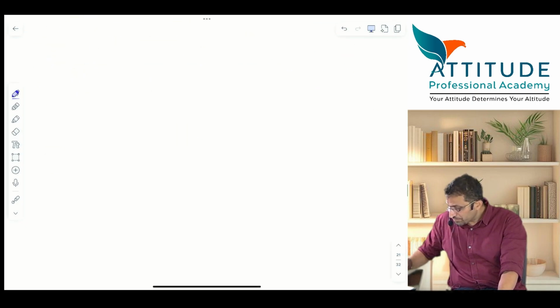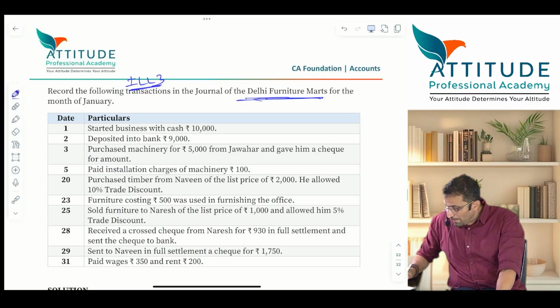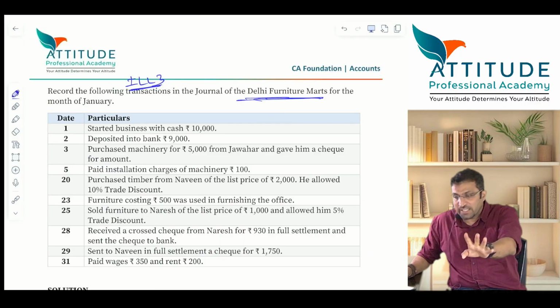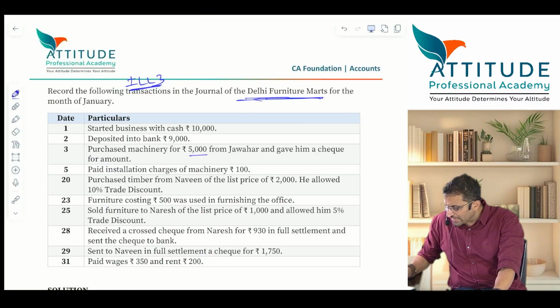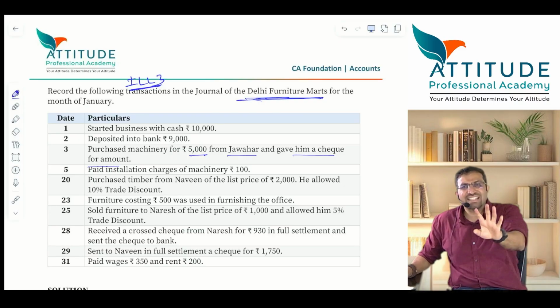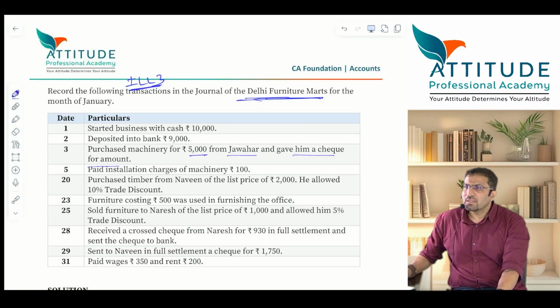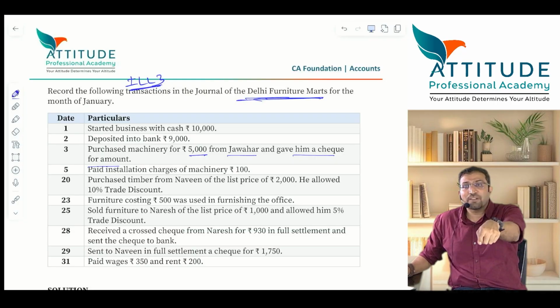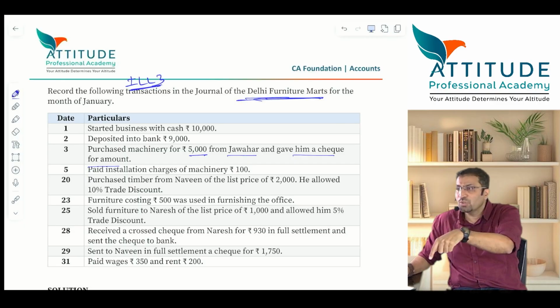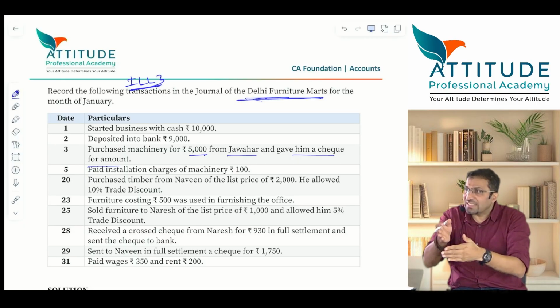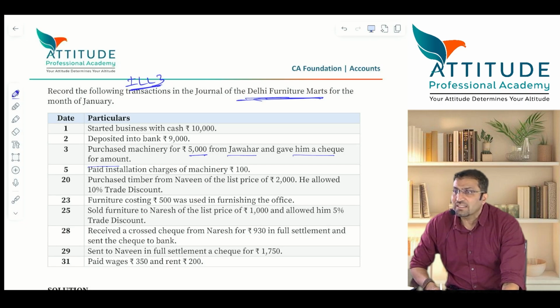Next, third. Purchased machinery, not furniture. Purchased machinery for 5,000 from Jawahar and gave him a check for the amount. No, it is not purchased. These are not your goods. You are a dealer in furniture. You are not a dealer in machinery. Might be machinery you want to use in cutting the furniture and all those things. Is that clear? So it's a fixed asset.